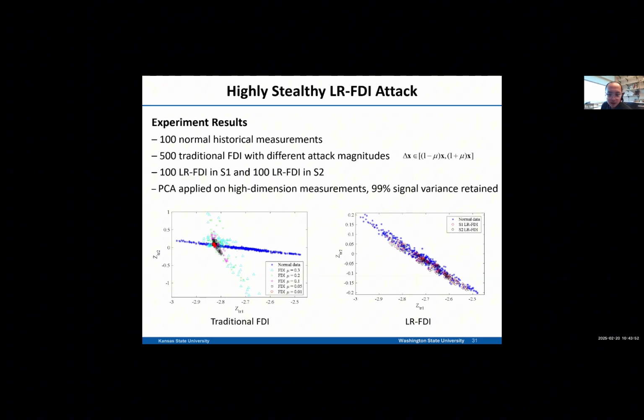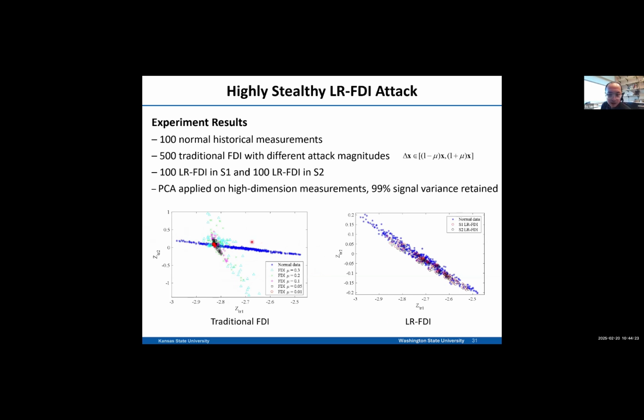The left figure shows the projection of traditional FDI attacks in the testing site. Here, the blue stars are the projection of the normal data in the training site, which serves as a reference. We can see that a traditional attack with larger magnitude lies further from this normal cluster, and attacks with smaller magnitude are more likely to remain inside the historical normal data.